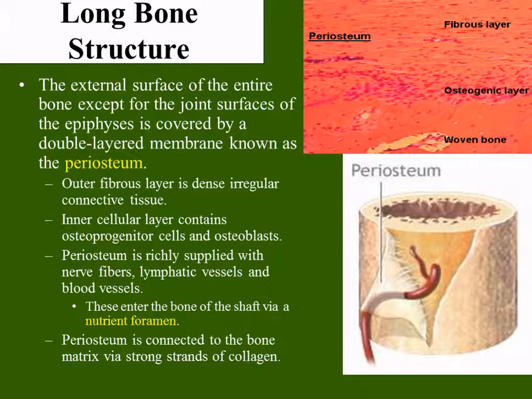Later when we talk about other structures, like we'll talk about the tendons. Tendons connect muscles to bone. This periosteum continuously goes right into the tendon that holds the muscle onto the bone to help glue it on.